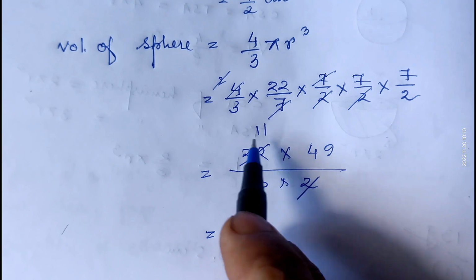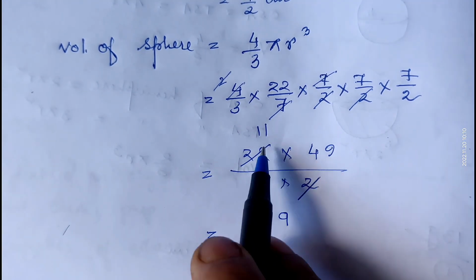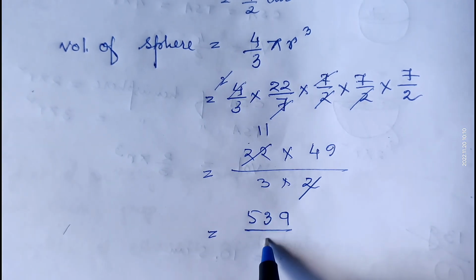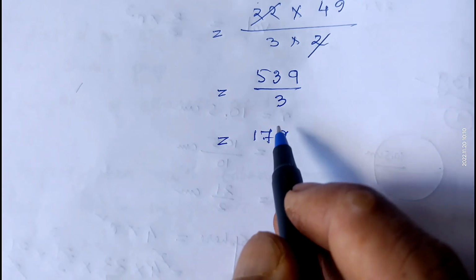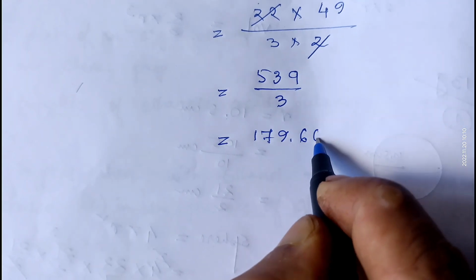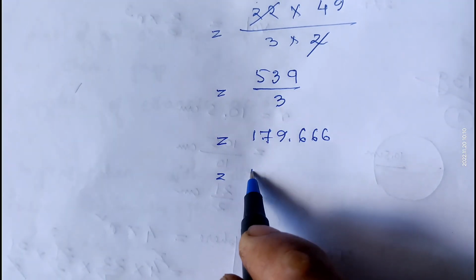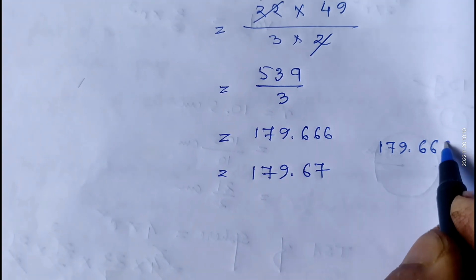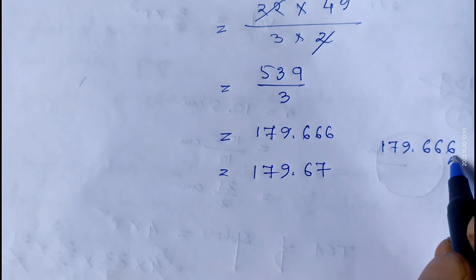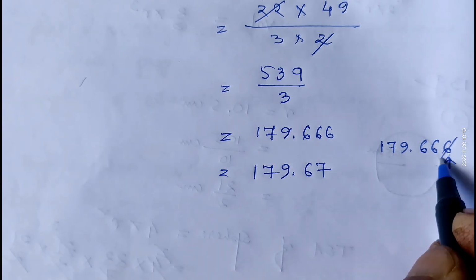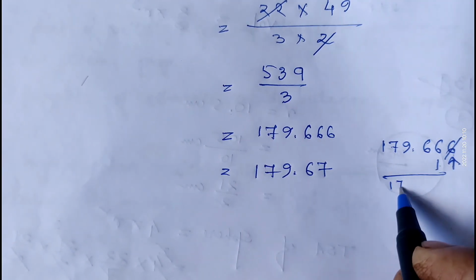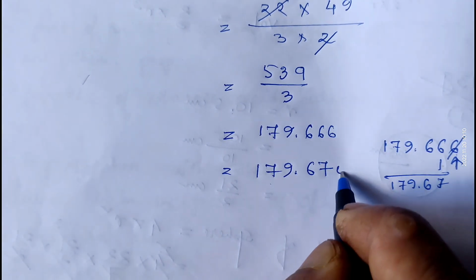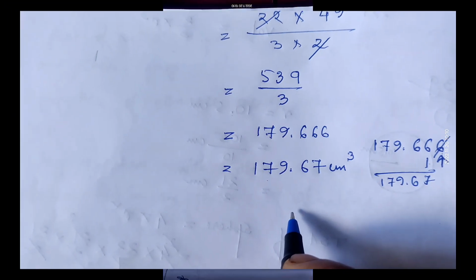And 11 into 49, 9 11s are 99. 9 left, 4 11s are 44 plus 9, it will be 53. So it will be 539 divided by 3. If you divide 539 by 3, it will be 179.666. Since it is recurring, so we can write 179.67. You have to see the third digit. Since it is more than 4, you cut and add 1, so it will give 179.67. Therefore 179.67 centimeter cube is the volume of the sphere.